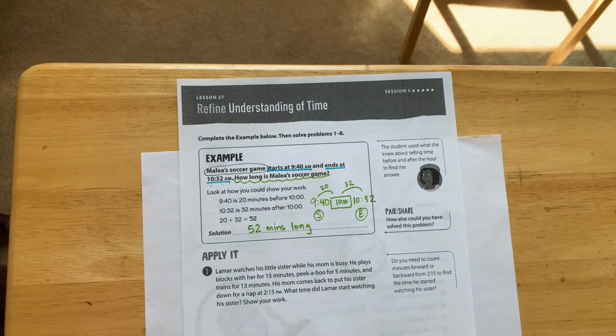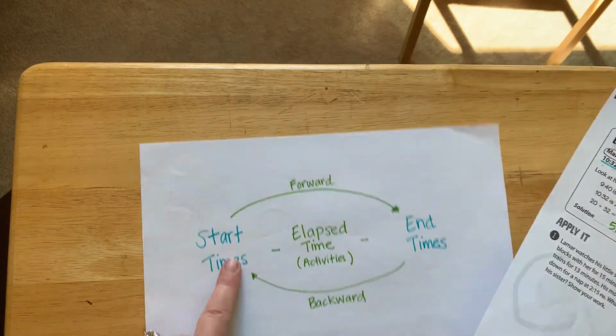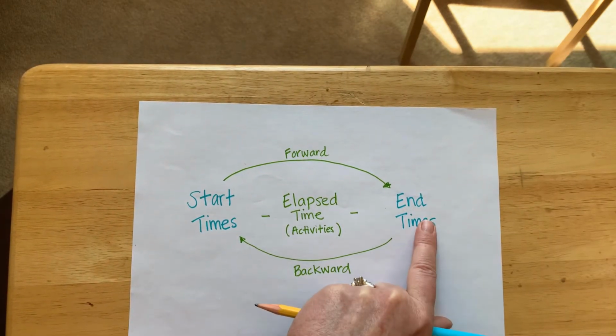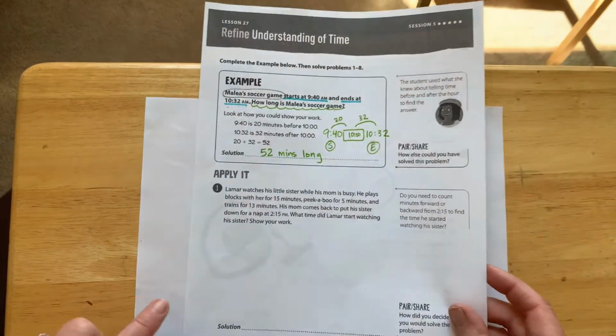Okay, so notice that they're going to give us 2 pieces of information and we have to figure out the third. They gave us the start time. They gave us the end time. We had to find the elapsed time. Let's check out the next one.